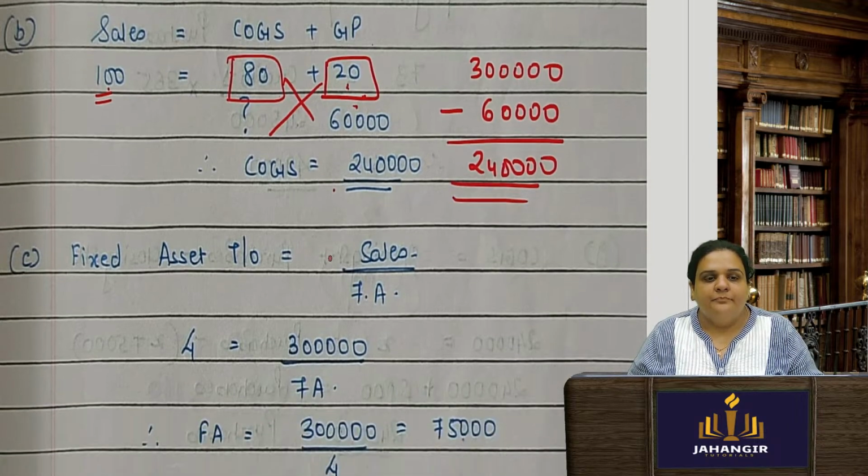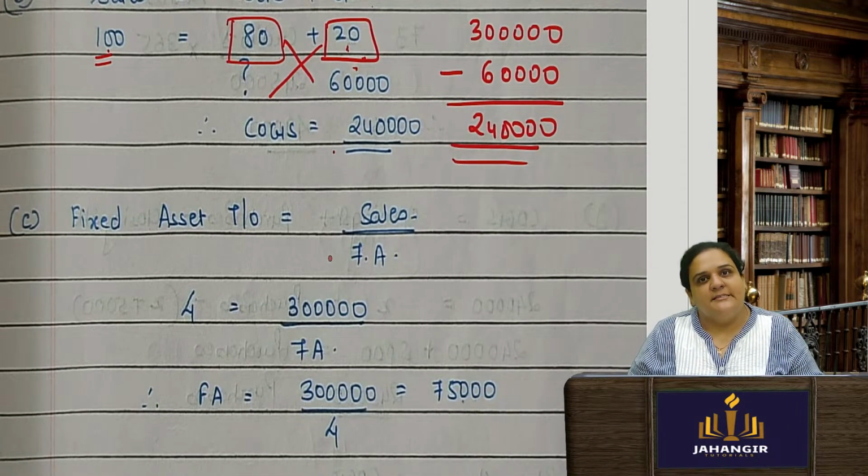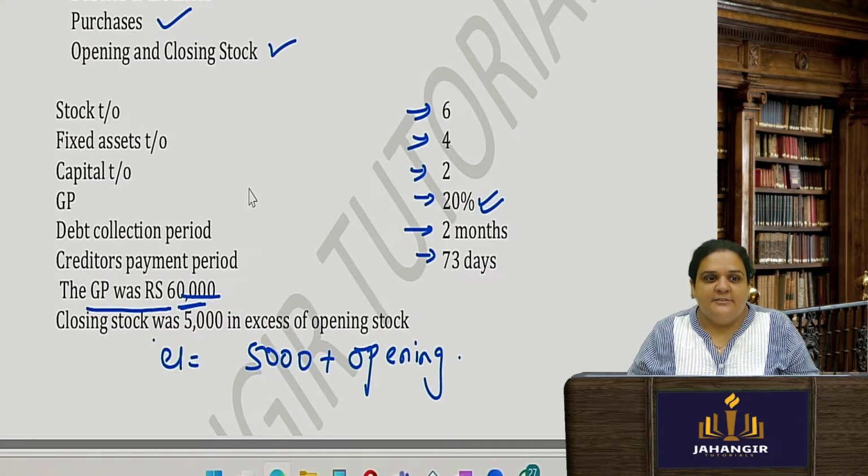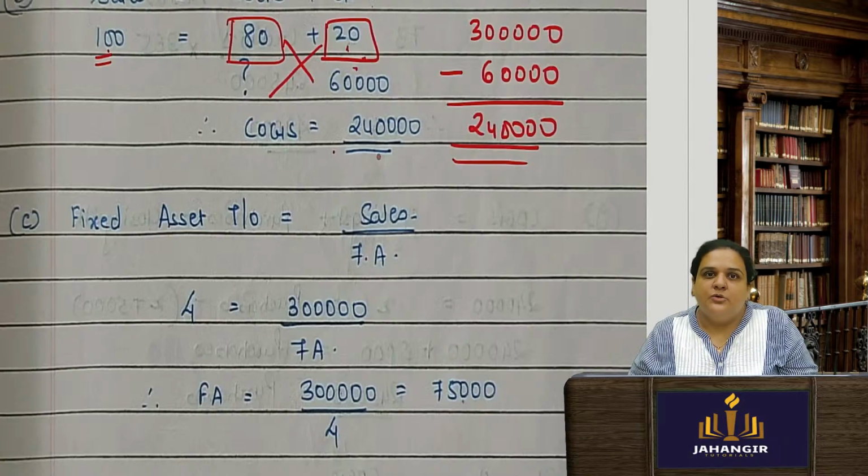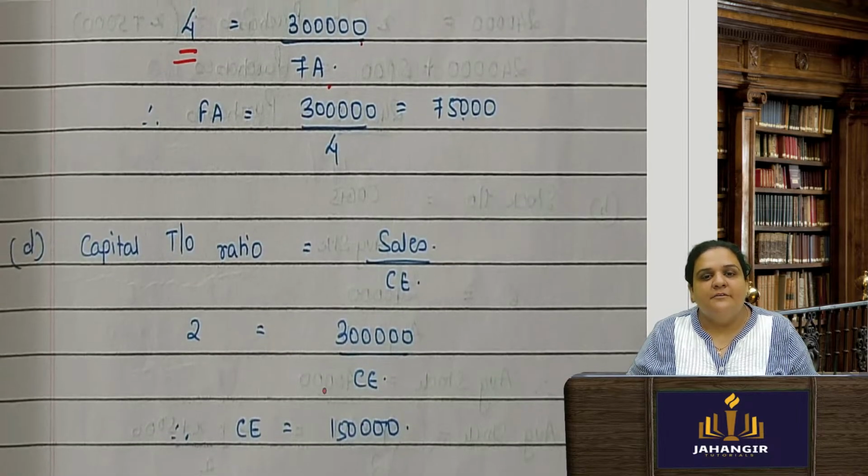Then we have fixed asset turnover. Fixed asset turnover means sales upon fixed assets. Now I have the sales figure, and they have given me this ratio. With that I can find my fixed assets. Turnover is 4, 3 lakhs is sales. Fixed assets will be 3 lakhs upon 4, which is 75,000.